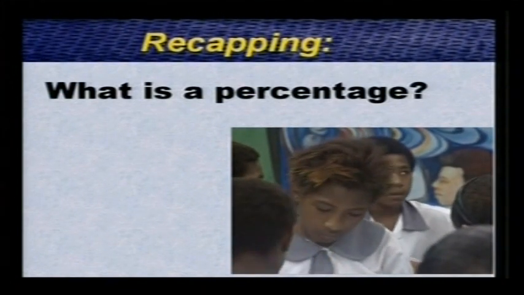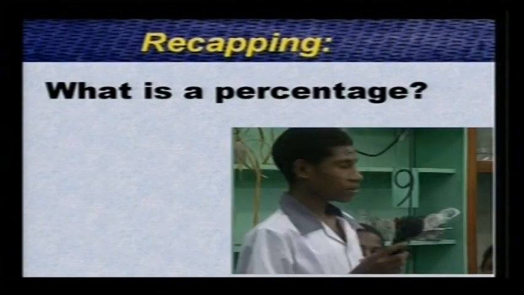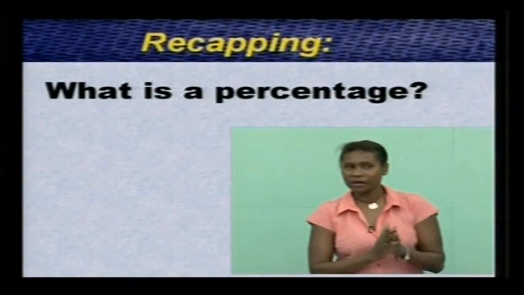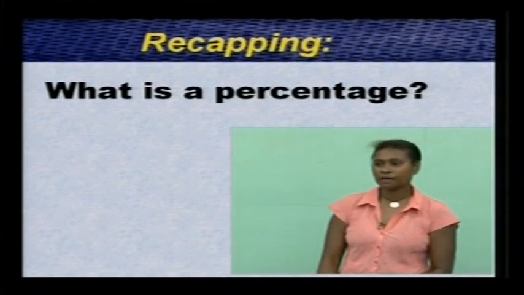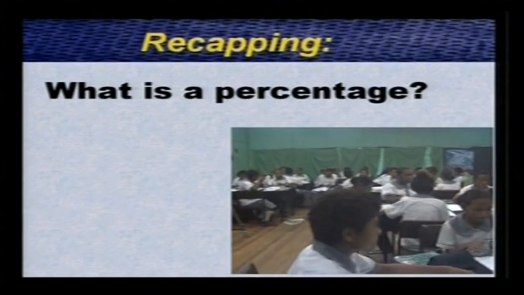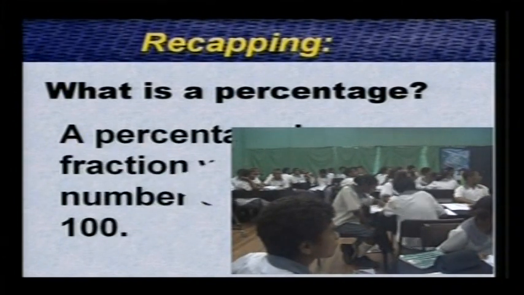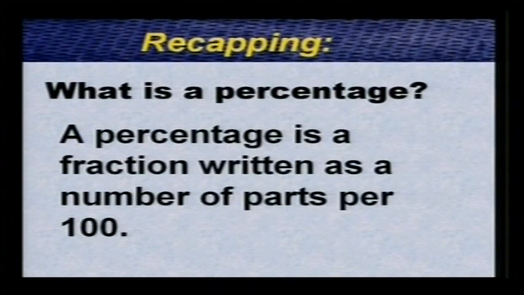Okay, Bradley. A number out of 100. Put your hand up if you have the same definition in your mind. Okay, let's check from the screen. A percentage is a fraction written as a number of parts per 100. It's very close to what Bradley said. I hope those who haven't memorized the definition will use the screen. It's also inside your student workbook.